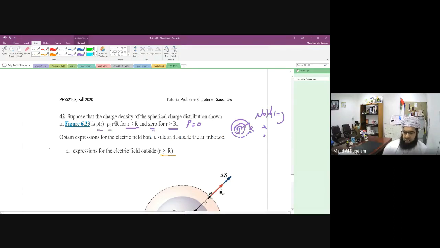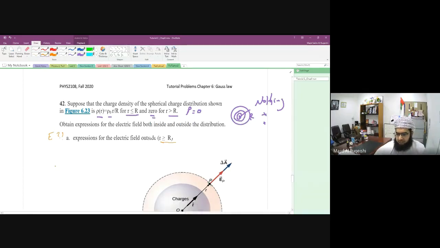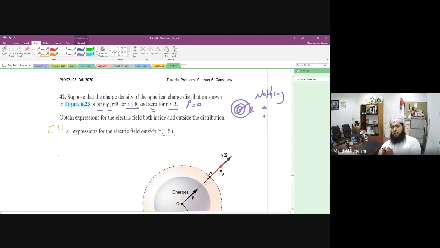So let's find E here. What is E here? It is the same thing, which is the Gaussian method. So we are using the Gaussian law. In this case, we have the flux phi of that Gaussian surface, which should equal to E. Now I'm looking for a Gaussian surface for a point which is outside the original surface.